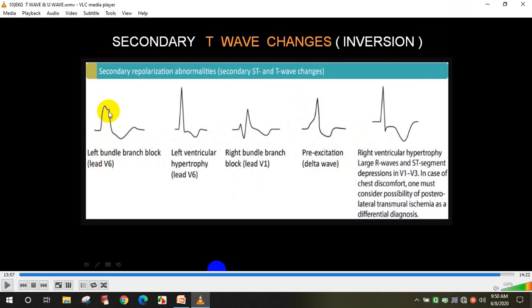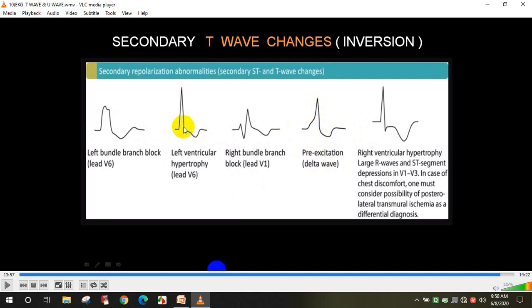This will be seen in V5, V6 with a T wave inversion. While in V1, if you see an RS-R dash pattern with T wave inversion, it is a right bundle branch block. And if you see a short PR interval with a broad QRS with a delta wave on the ascending limb and an inverted T wave, it is WPW syndrome, or Wolff-Parkinson-White syndrome.